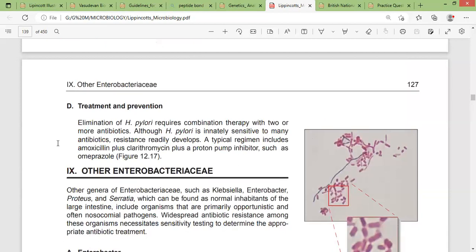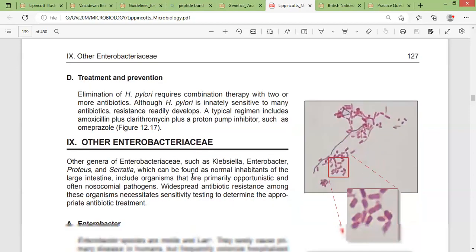Regarding its treatment, we'll look at it further when we're doing pharm, but triple therapy, when you're treating H. pylori, you want to give at least 2 antibiotics plus a proton pump inhibitor. 2 antibiotics plus a proton pump inhibitor. Yeah.